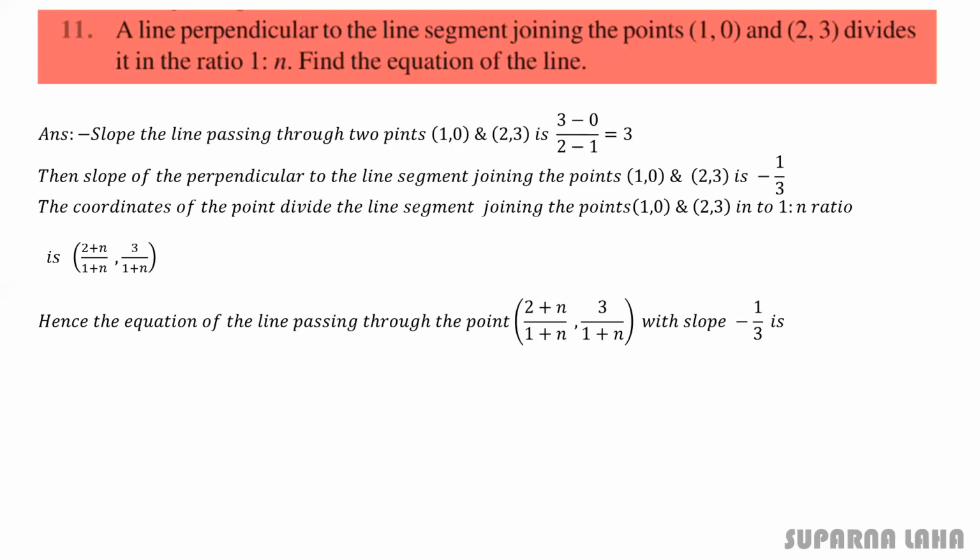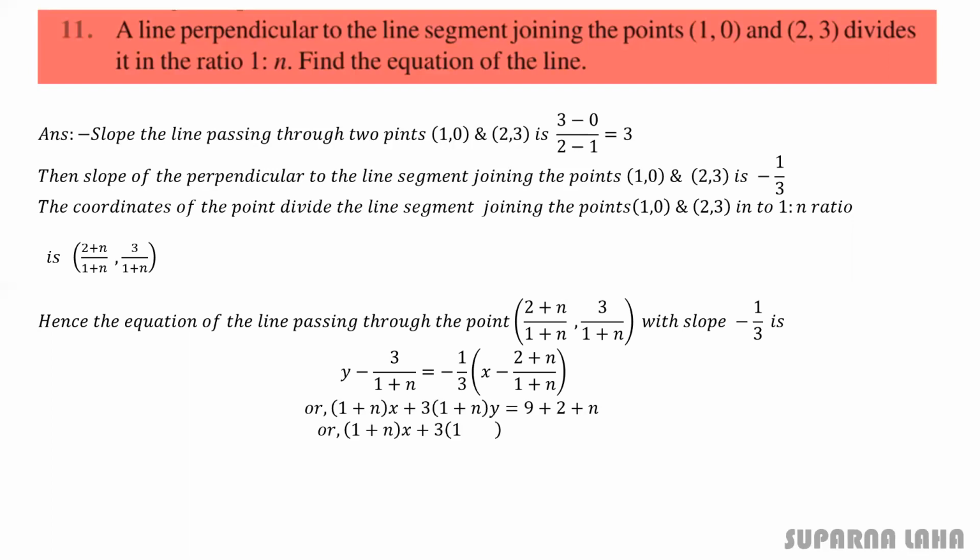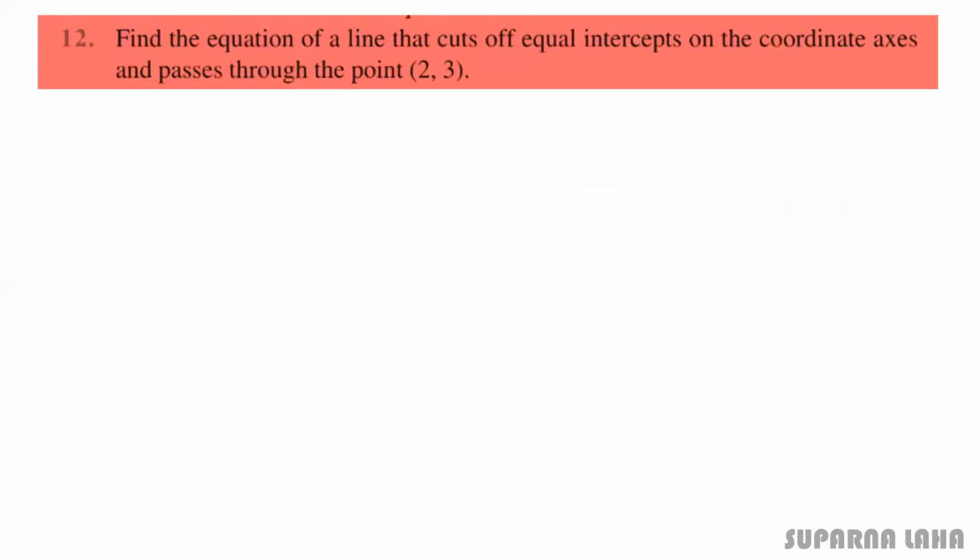Clear? So write down the equation. y minus y1, that is 3 by (1 plus n), equals m, that is -1/3, into x minus (2 plus n) by (1 plus n), and simplify it. So the equation is (1 plus n) into x plus 3 into (1 plus n) into y equals n plus 11, which is the required equation of the line. So moving to the next question.